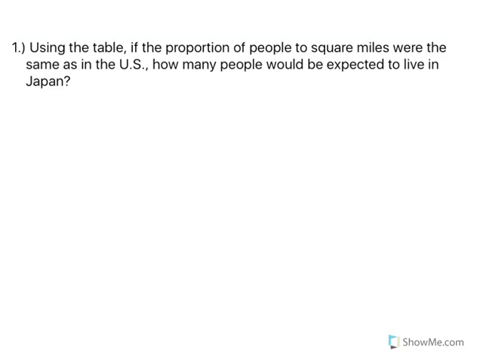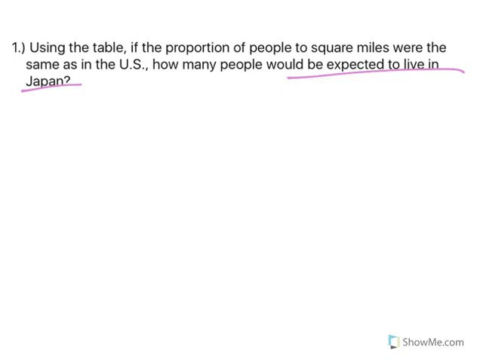Okay, so number 1, and you should probably try these questions first on your own and then come back and watch the video, see how you do. So number 1, using the table, and that's the table that you just completed. We're going to play the what if game. If the proportion of people to square miles were the same as in the U.S., how many people would be expected to live in Japan? So we're saying expected to live in Japan. That's our unknown.